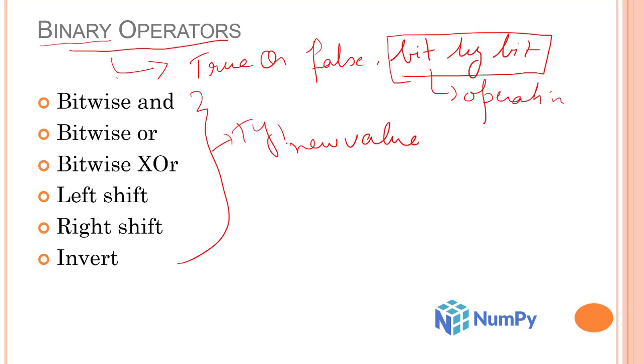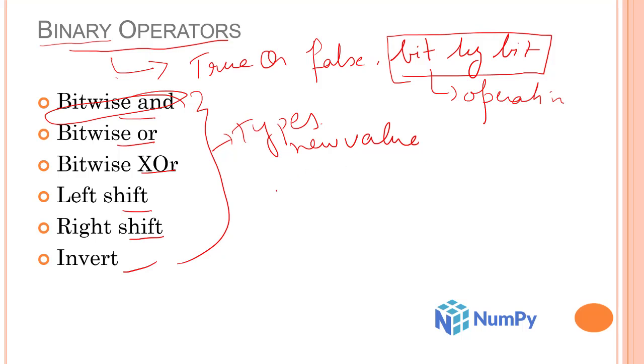So let's move to the types of binary operation. We'll start with bitwise AND, then bitwise OR, XOR, left shift, right shift, and inverter. Bitwise AND is just a function used to compute using a bitwise AND operation.